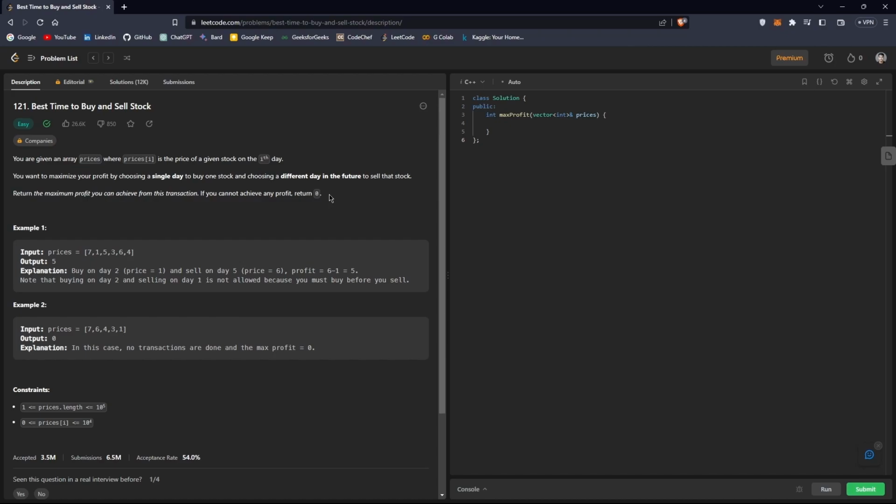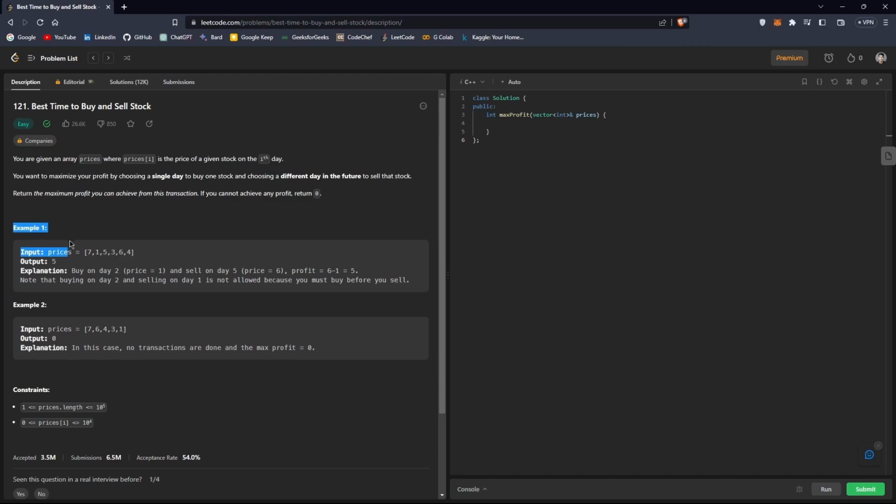ये क्या बोलना चाहता है कि जो तुम्हारा एक एरे दिया होगा प्राइसेस के नाम पे, तो प्राइसेस का जो ith एलिमेंट होगा वो ith डे का तुम्हारा गिवन स्टॉक का प्राइस होगा, राइट? And you have to maximize the profit over time in the given array, and you cannot have any losses. If you have any losses, you should return zero, so you will not admit to any losses, right?